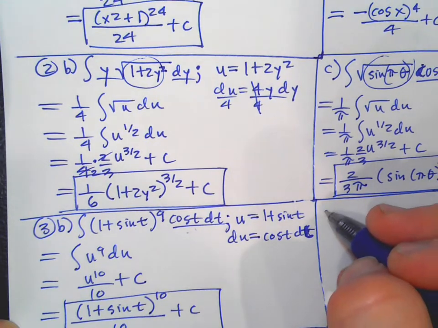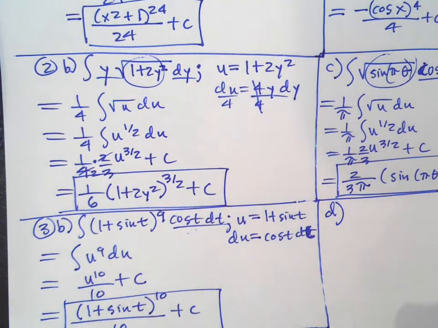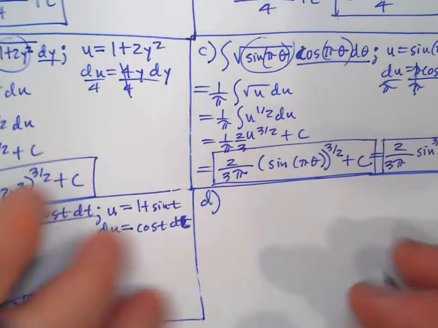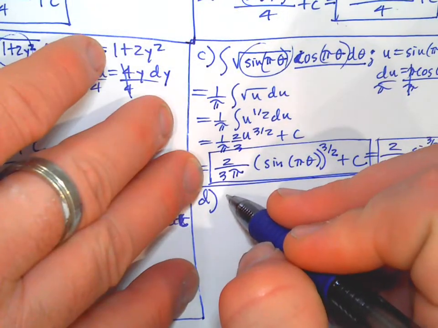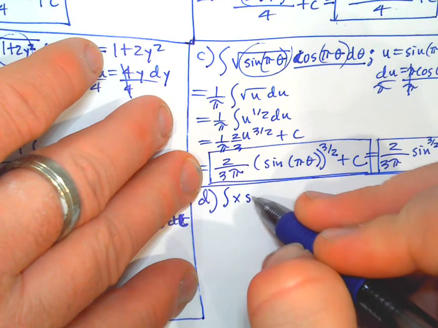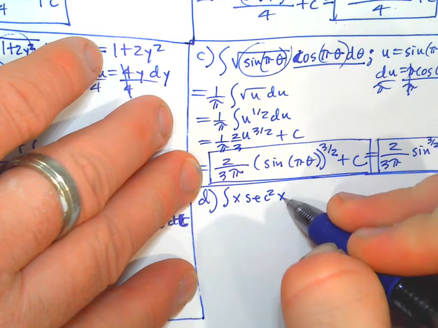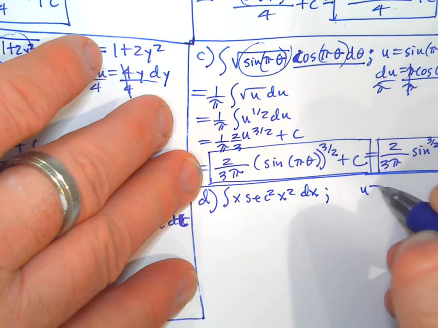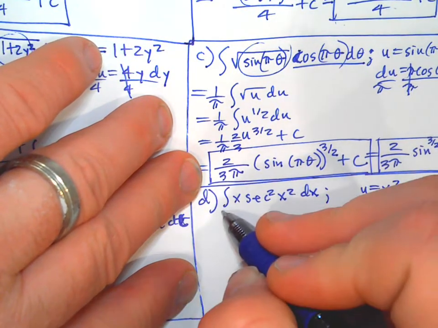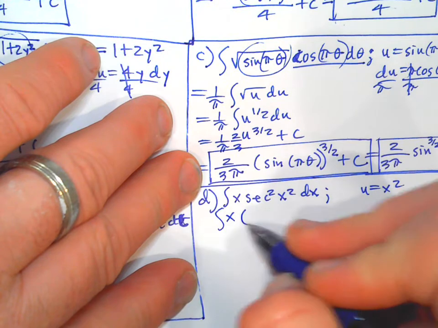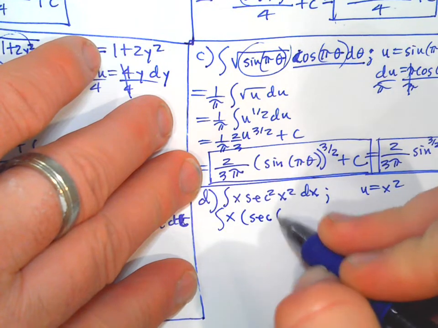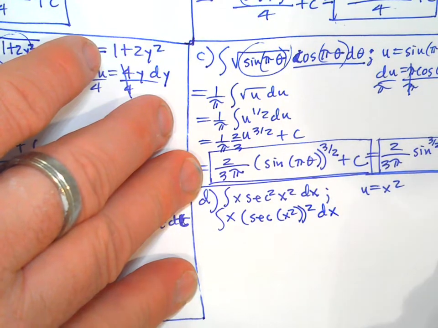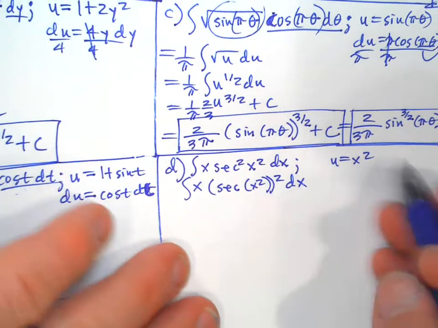Number 3, part D is the integral of x secant squared x squared dx. And they're saying that u should equal x squared. I'm going to rewrite this: secant squared of x squared. Does that make more sense? That looks the same thing.